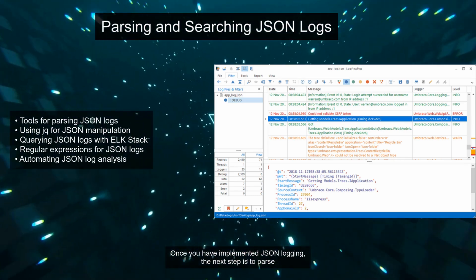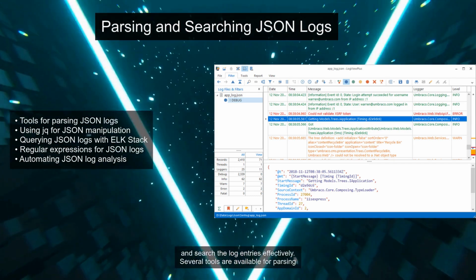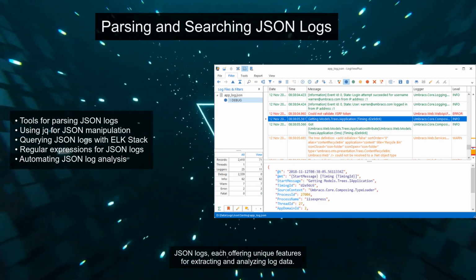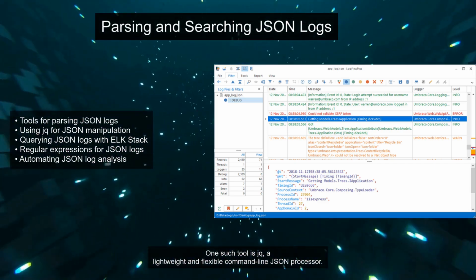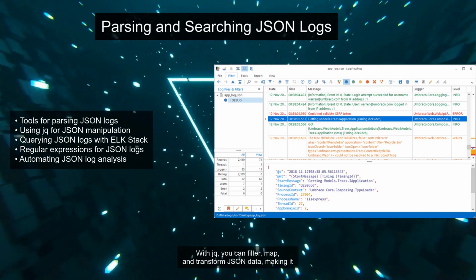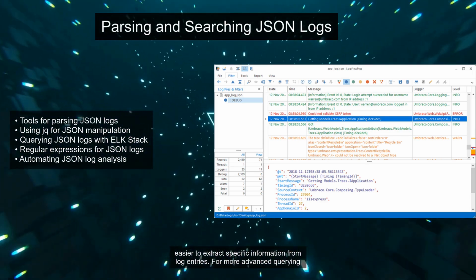Once you have implemented JSON logging, the next step is to parse and search the log entries effectively. Several tools are available for parsing JSON logs, each offering unique features for extracting and analyzing log data. One such tool is JQ, a lightweight and flexible command-line JSON processor. With JQ, you can filter, map, and transform JSON data, making it easier to extract specific information from log entries.